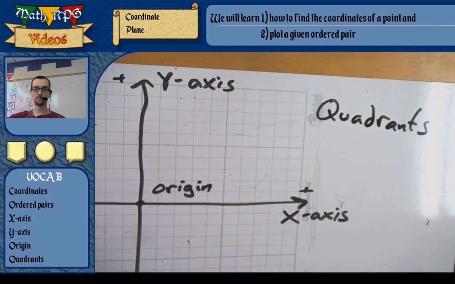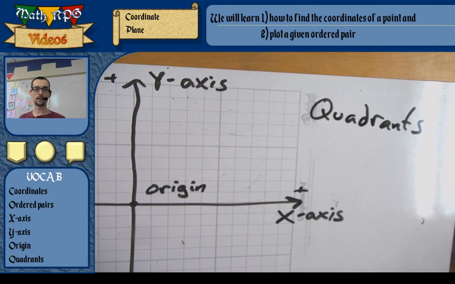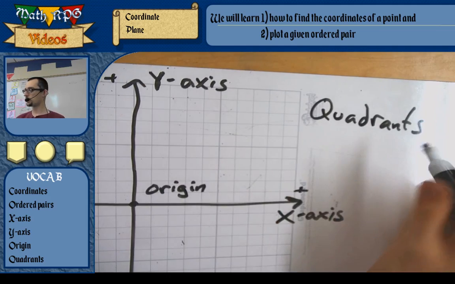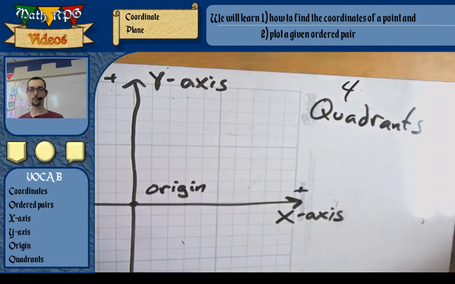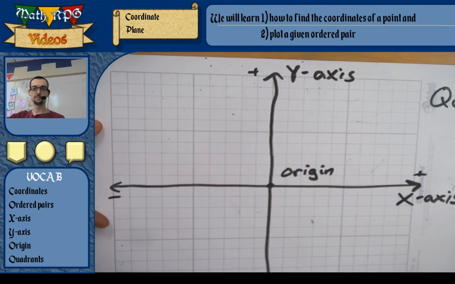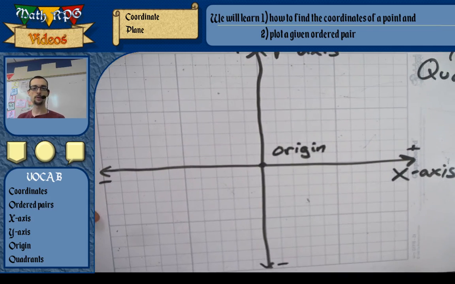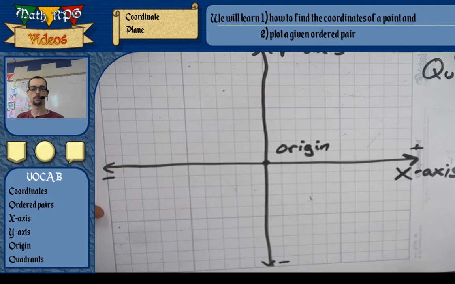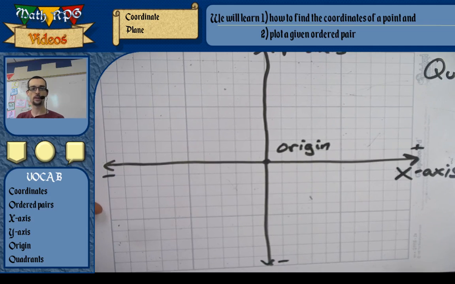A quadrilateral is something that has 4 sides, right? Quadrants, there are 4 quadrants. That's why we call them quadrants, because there's 4 spaces. Now, we do number them. It's a little tricky. People often forget how we number them, because it's not the way you would normally number something, at least how I would normally number it.